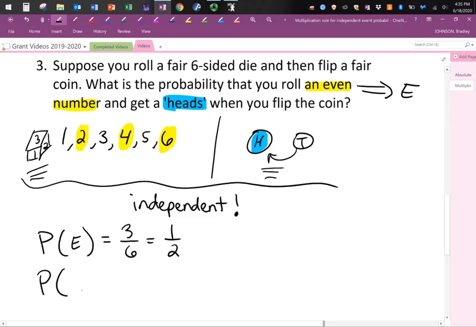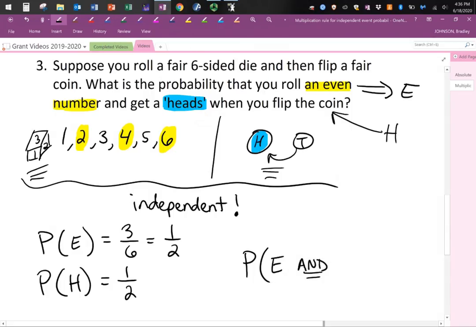Now let's look at the probability of flipping a heads. So heads would go with flipping the coin here. Well, that happens 1 out of 2 times, half the time as well. But what if we want to do these together? We want the probability that you roll an even number and you flip a heads. Well, with independent events, you know that we could use the multiplication rule.